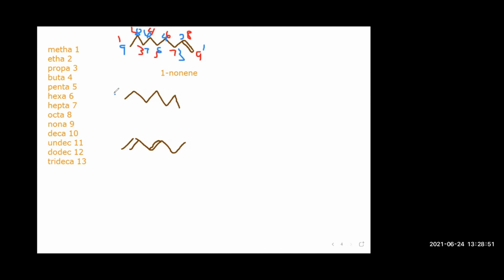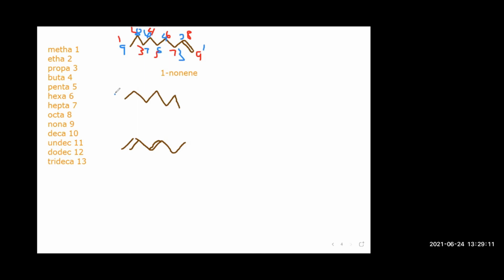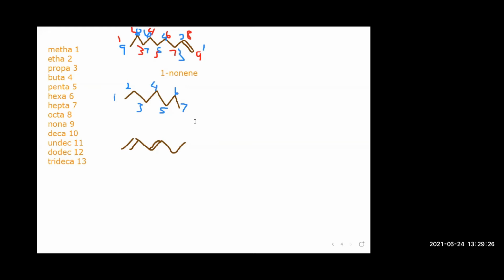So how do you tell the difference between a functional group? A double bond is a functional group. It's a different structure than just the normal points that you have, right? So if you have a double bond, that's a functional group. Okay, got it. Okay, so we'll count 1, 2, 3, 4, 5, 6, 7. Okay, so what am I going to call this guy? Hepta.